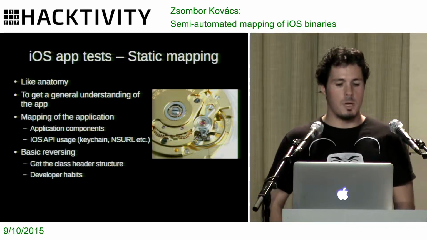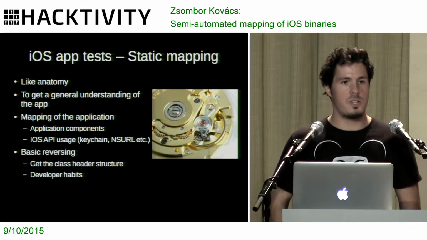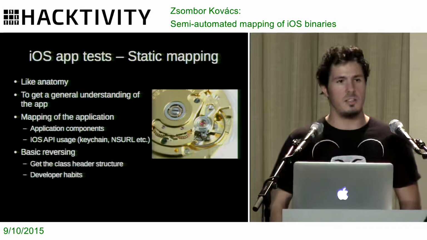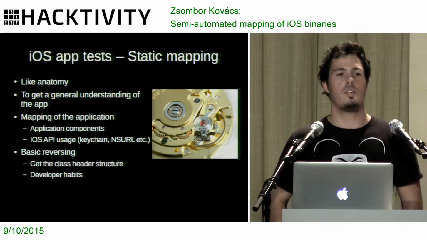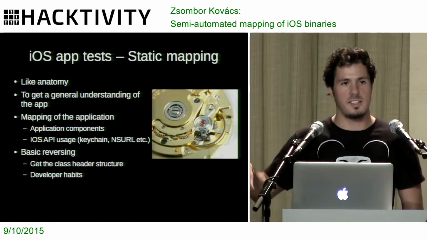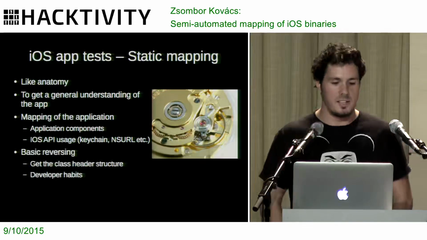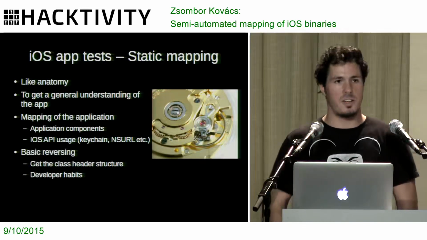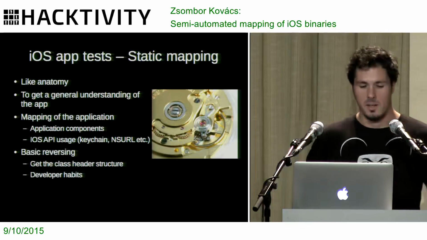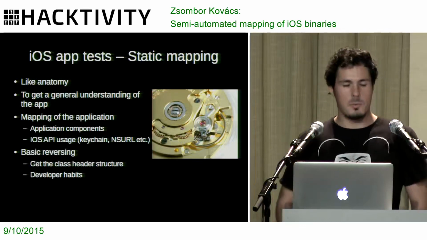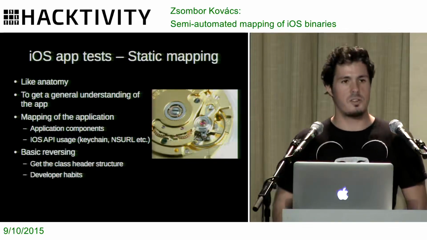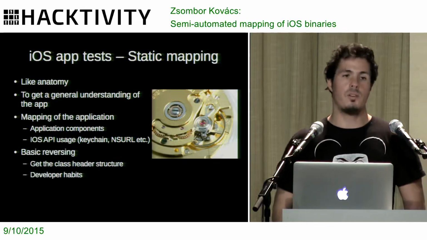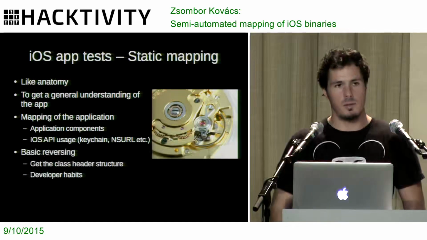The purpose of this whole operation is like anatomy in medical sciences. Anatomy focuses on bodies which are not moving. Everything is static, and they describe what they find inside. This is a similar thing we do when performing static mapping. What do we do here? When we have an iOS binary, we can easily extract a class header structure in case the application was written in Objective-C, as the Objective-C runtime framework relies extensively on reflection.